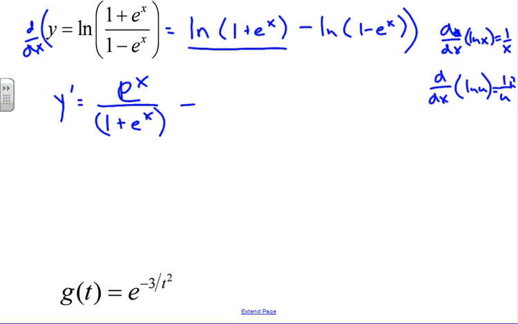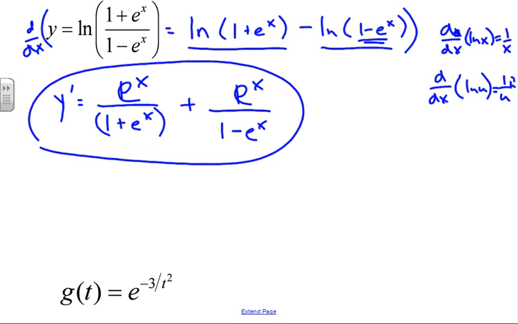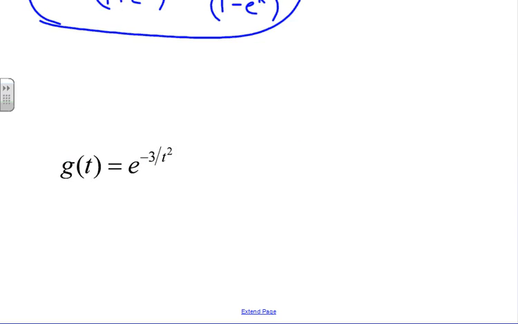Minus, once again, we take this derivative: we get 1 over 1 minus e to the x, and then I take the derivative of the inside, which gives me negative e to the x, which makes that positive then, so I'll just have e to the x right there. And so I have this. If we wanted to, we probably could simplify and factor out e to the x, but we'll just leave it right there.